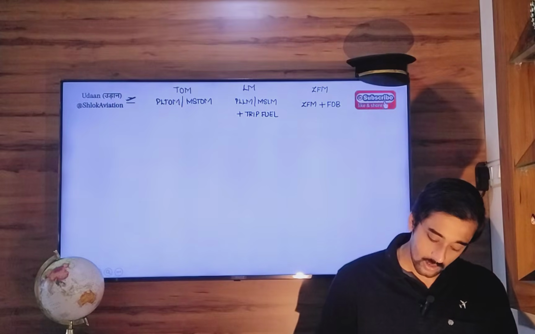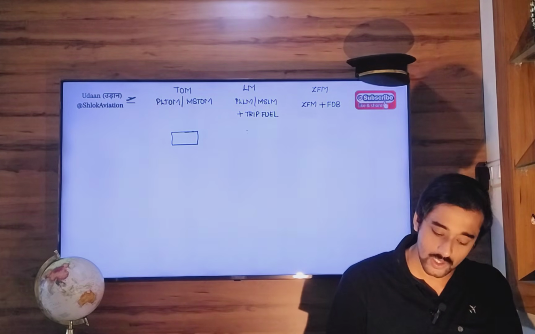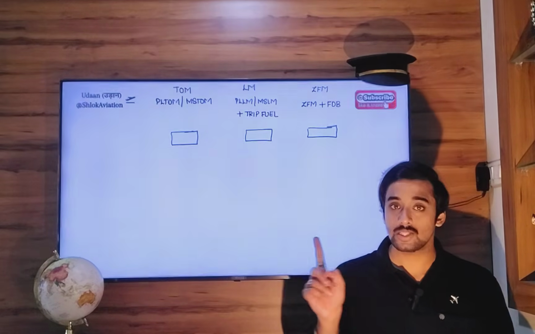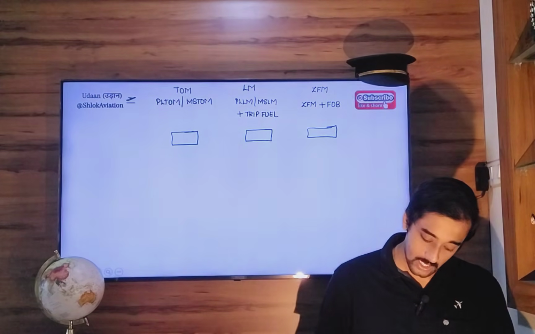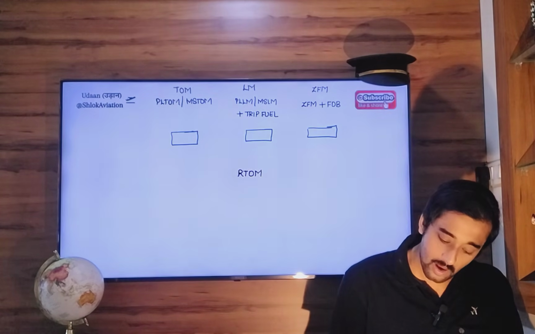So all these three columns will give you different takeoff values. Okay, and you're going to select that takeoff value which is the least of them all, and that particular takeoff value will become the regulated takeoff mass.